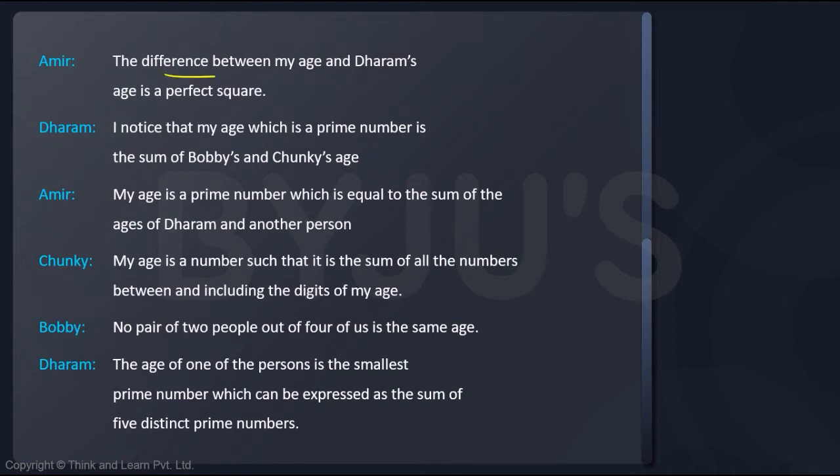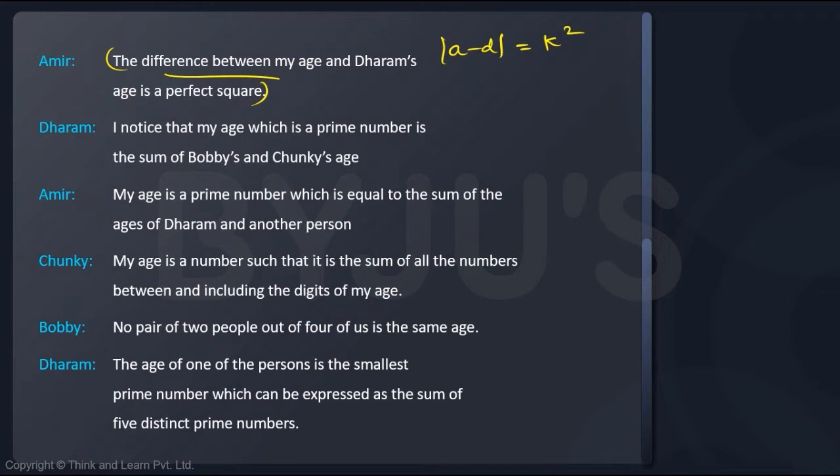Now, whenever you see a statement about the difference between two people's ages, we will not know what minus what. So ideally, I will take |A − D| equal to a perfect square, K², because it could be A − D or D − A. Please don't stick only to A − D. Whenever you come across this statement, it means it is either way.